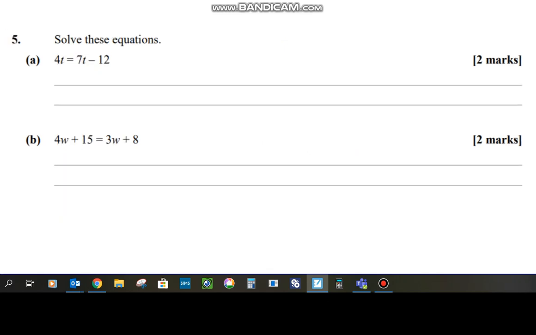Okay, now we've got the unknown on both sides. These ones are positive, so the easiest thing to do is to remove the smaller amount of the unknown first. So if we take 4t off here, that will give us 0 is equal to 3t minus 12, then we add the 12, so 12 is equal to 3t, and then divide by the 3, so 4 is equal to t.